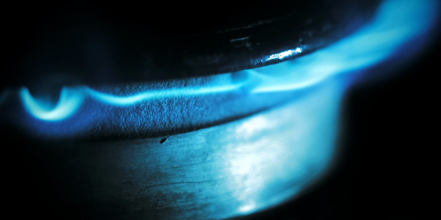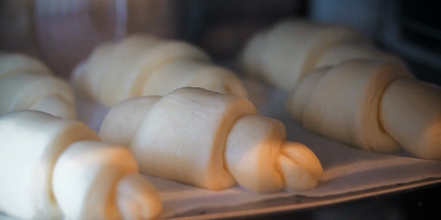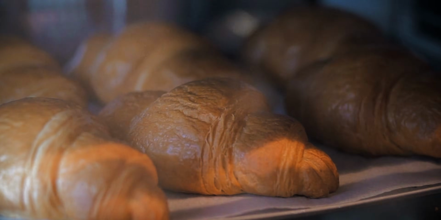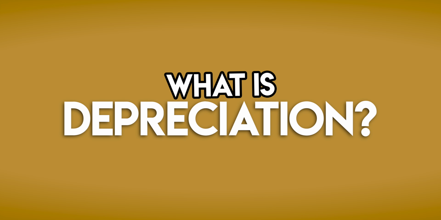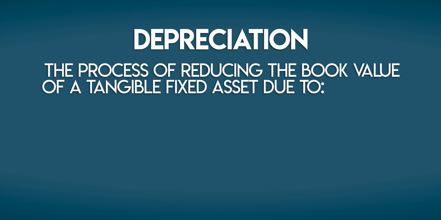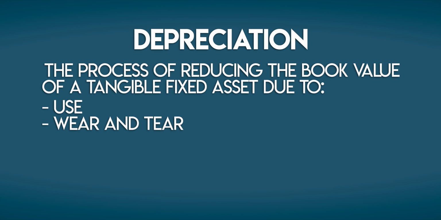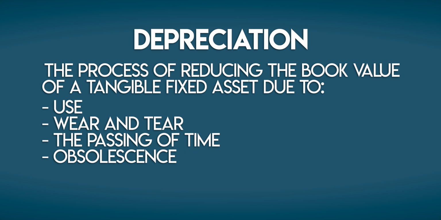Anyway, as time passes, your new oven slowly wears down, just like your old one, and eventually it'll break too. This is where depreciation comes in. What is depreciation? It's the process of reducing the book value of a tangible fixed asset due to use, wear and tear, the passing of time, or obsolescence.